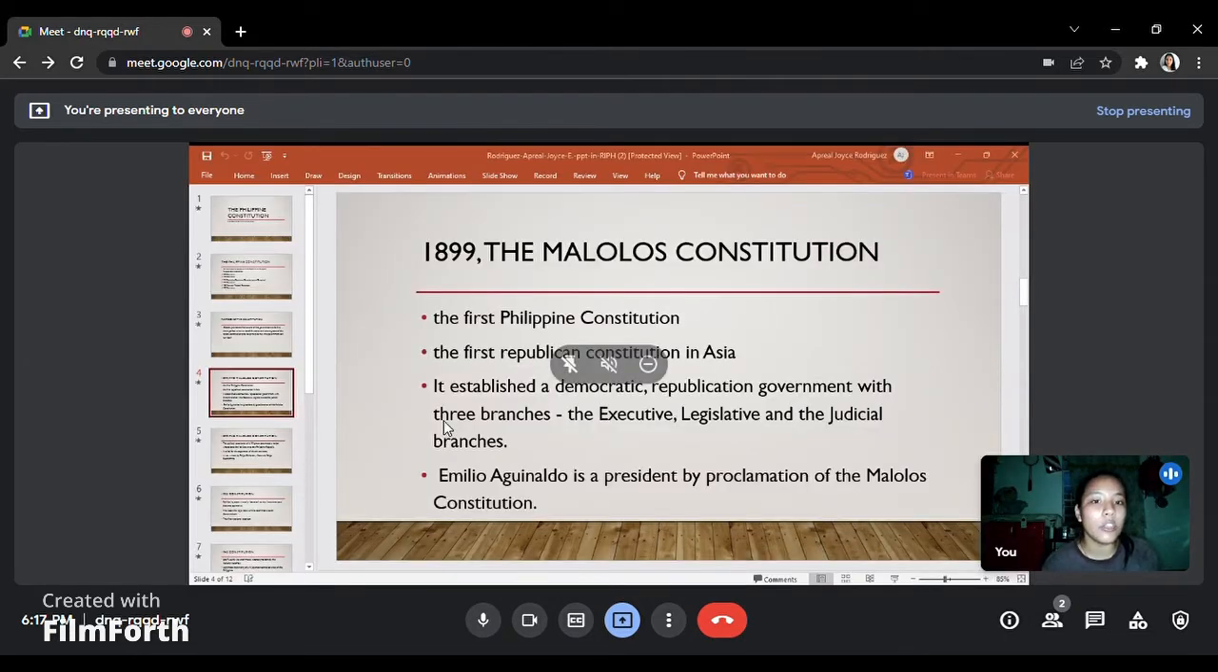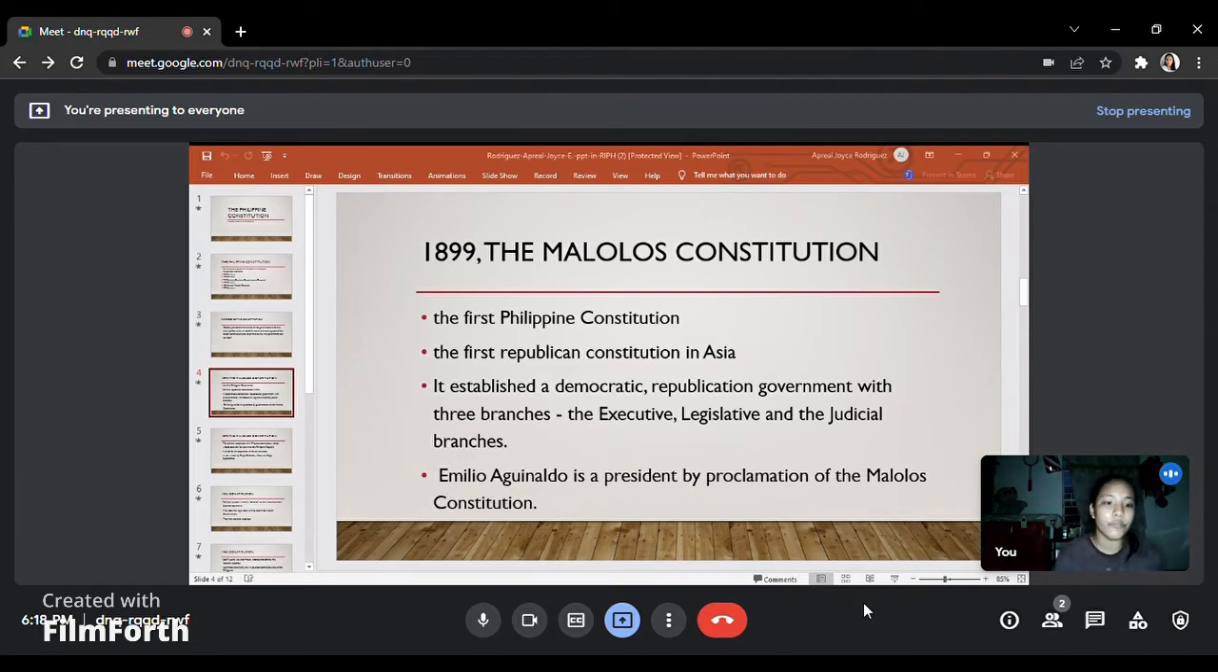1899, the Malolos Constitution, the first Philippine Constitution and the first Republican Constitution in Asia, was drafted and adopted by the First Philippine Republic, which lasted from 1899 to 1901. The Constitution was submitted by the President of the United States for certification on March 25, 1935.